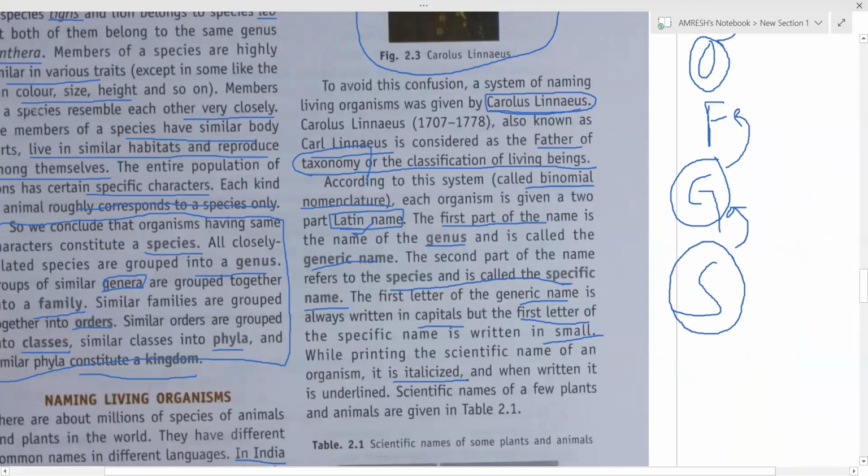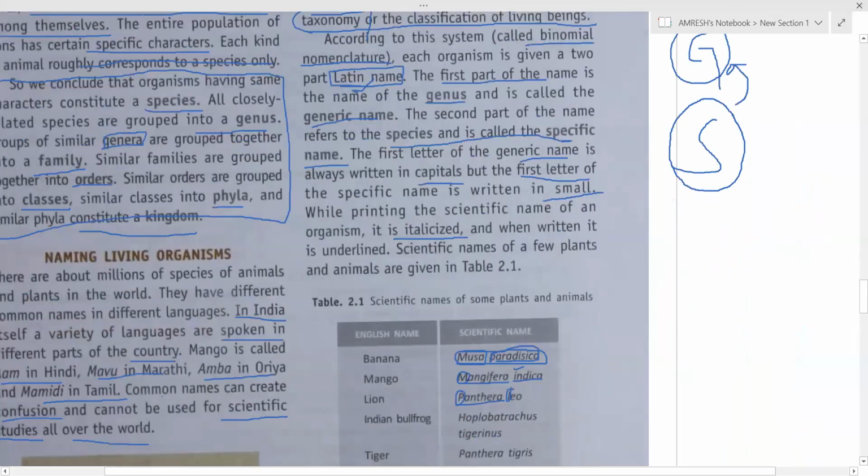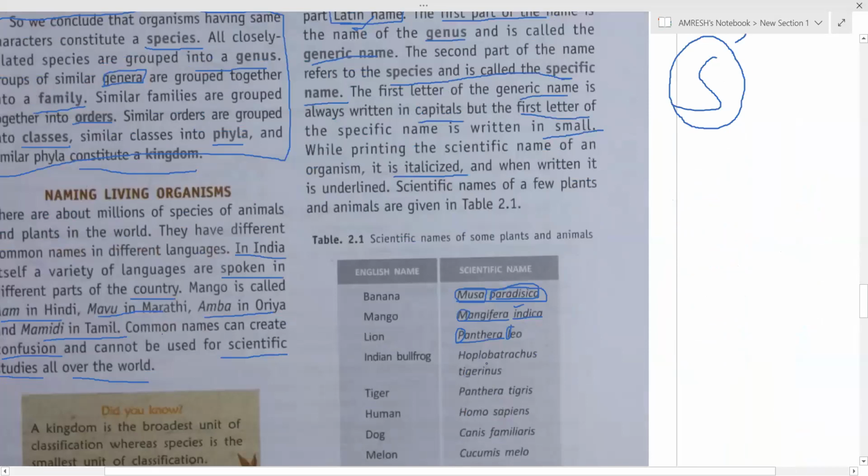Italicized means you have to write it a little slantingly. But while writing in the copy or with a pen, we will underline the name. Suppose I am writing Mangifera indica. Mangifera means mango. I have to underline Mangifera indica.